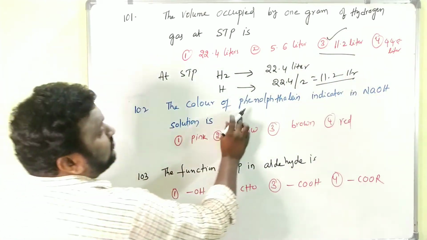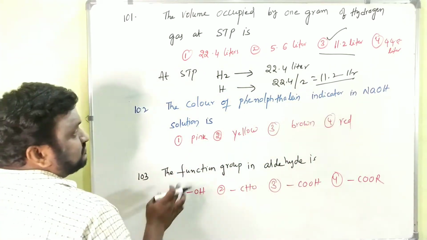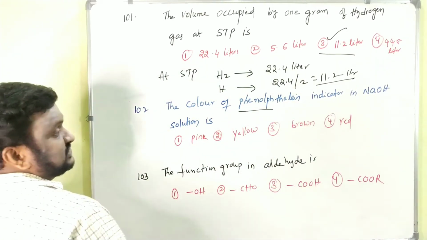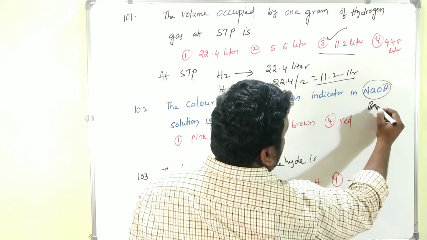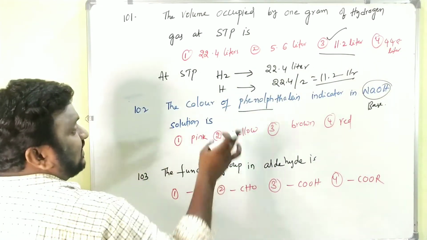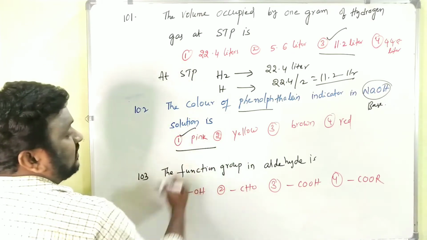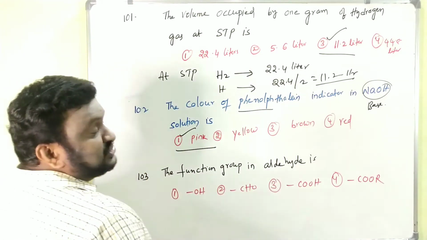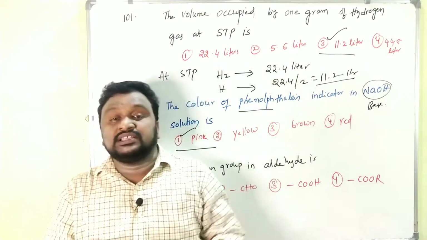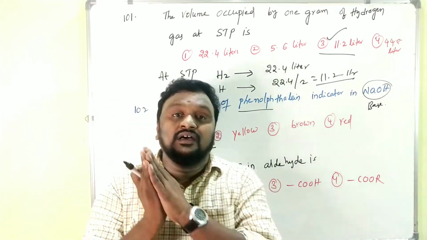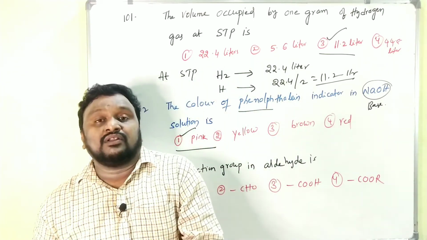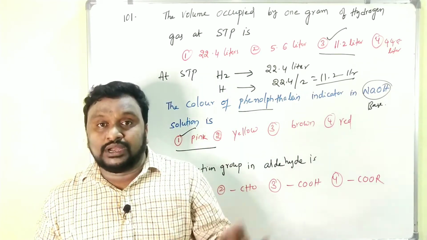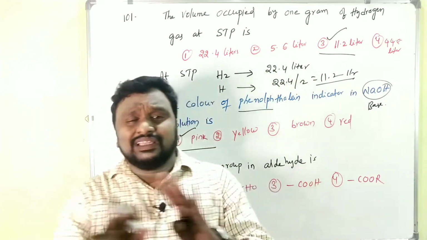Next, the color of phenolphthalein indicator in NaOH solution. NaOH is nothing but a base. In base solution, how does phenolphthalein behave? It turns pink. Options are given: pink, yellow, brown, red. Answer is pink. In the acids and bases chapter, there is a table where it is clearly mentioned how acids and bases behave with different indicators like phenolphthalein, methyl orange, blue litmus paper, red litmus paper. Many things are clearly explained there.